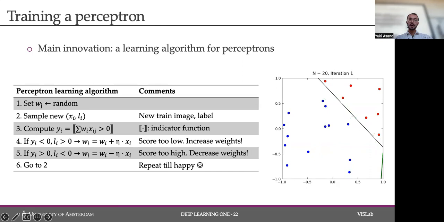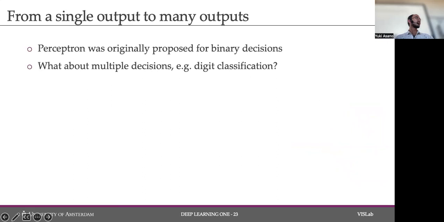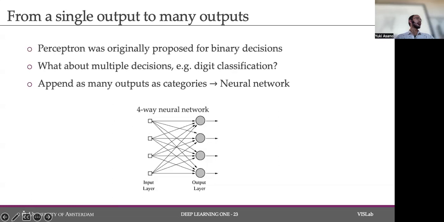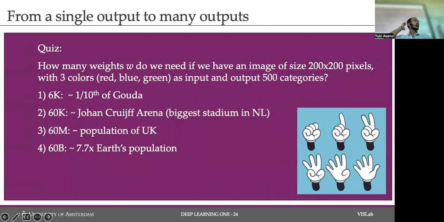We can also generalize this very easily to many outputs, which he actually did, which simply looks like this. So you just connect every input to multiple outputs. So that's easy enough. And so here's a quiz. Within this perceptron framework, how many weights do you think we need for an image? If we now have an image input that's 200 by 200 pixels, which is actually smaller than this image probably, with 3 colors, red, green, and blue channel, and output 500 categories.